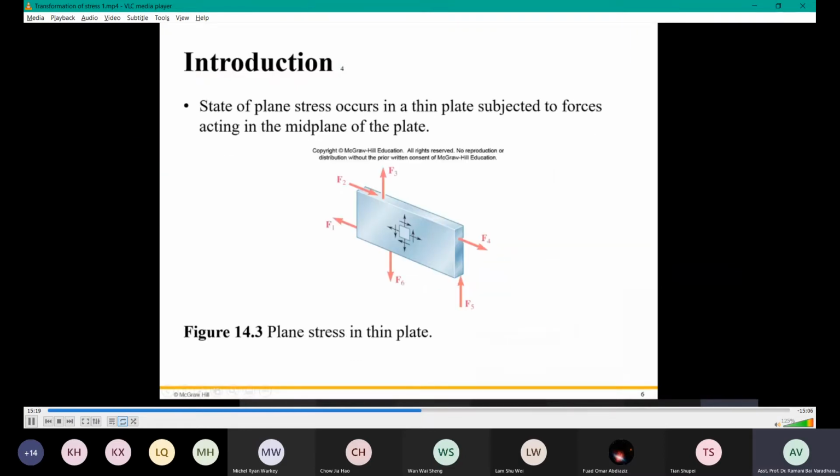Okay, I use the same. This one, this is easy to understand. Come on. Now it's about the plane stresses. Start with plane stresses. Where are the plane stresses acting, right?